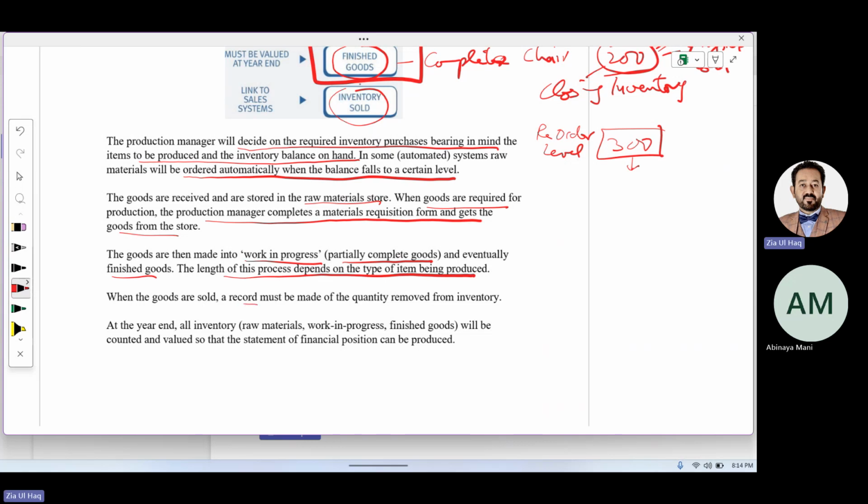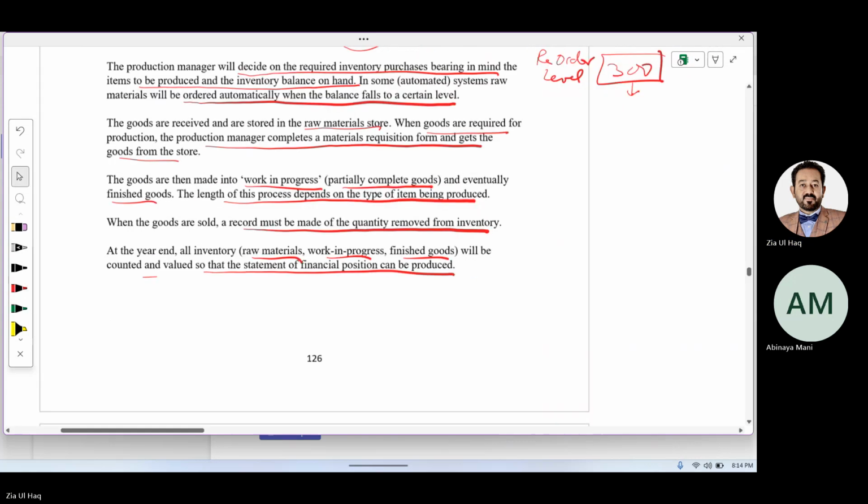When the goods are sold, a record must be made of the quantity removed from the inventory, and the remaining will be closing inventory. So at the year end, all inventory, raw material, work in progress, and finished goods will be counted and valued so that the statement of financial position can be produced. Because in financial statements, we record closing inventory only.